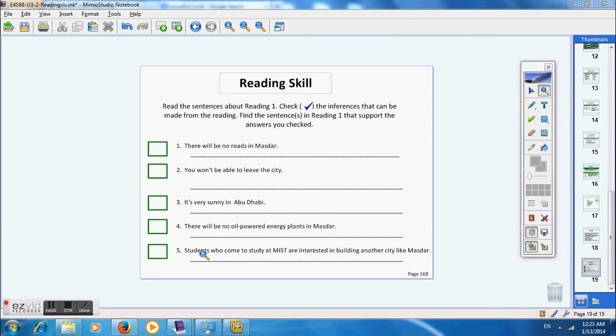Reading skill. Read the sentences about reading 1 and check the inferences that can be made from the reading. Find the sentences in reading 1 that support the answers you check. Okay, 1. There will be no roads in Masdar. 2. You won't be able to leave the city. 3. It's very sunny in Abu Dhabi. 4. There will be no oil-powered energy plants in Masdar. 5. Students who come to study at MIST are interested in building another city like Masdar.